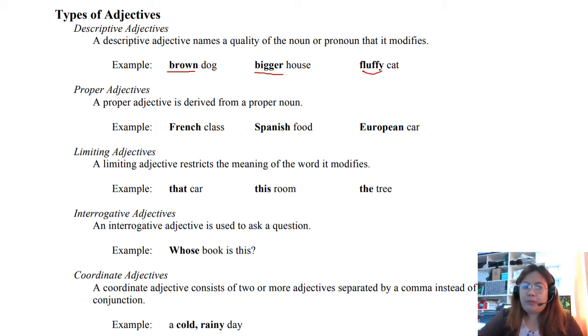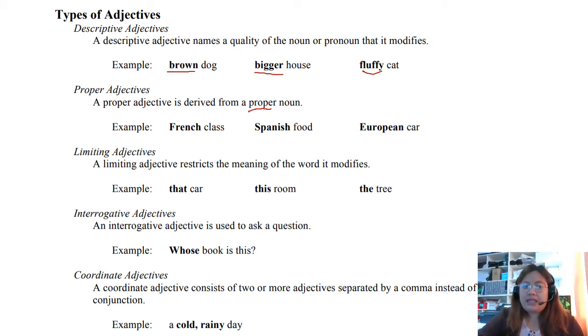When we say proper adjectives, these are adjectives derived from proper nouns. In most cases, a proper adjective is just a noun placed next to another noun. They function as an adjective because they are describing the noun that they are put beside. So for example, French class, Spanish food, and European car. For example, English teacher. English is also a noun, but because it is describing what type of teacher the teacher is, it is also an adjective.